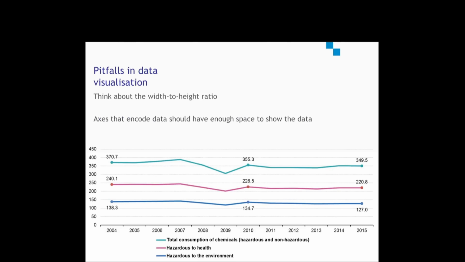So make sure that the axes that you're using to encode the data have enough space, and think about whether a chart should be higher or maybe narrower, because this will determine what people will be able to get out of a chart. So think about width and height, because they are very important to determine the aspect of a chart.